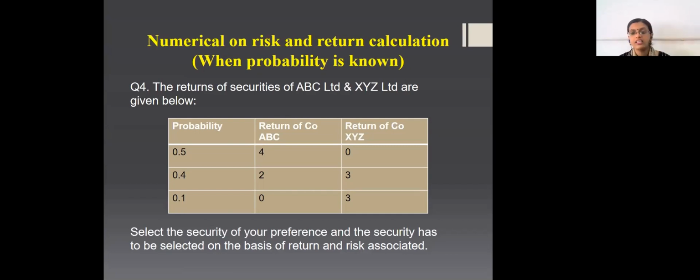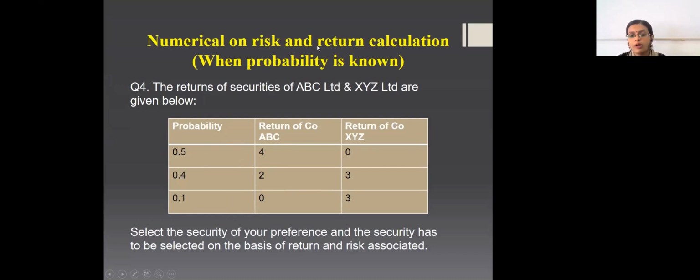So what does probability indicate here? Probability gives us an idea that this would be the return that is to be generated by the company in the future. For example, the financial analysts have analyzed that ABC company would give you a return of 4%, where there is a 50% chance of giving you 4% return. There is a chance of 40% where the returns would be 2%, and there is a 10% chance where the returns will be nil. So this is what is expected in the future, and therefore probability is given.